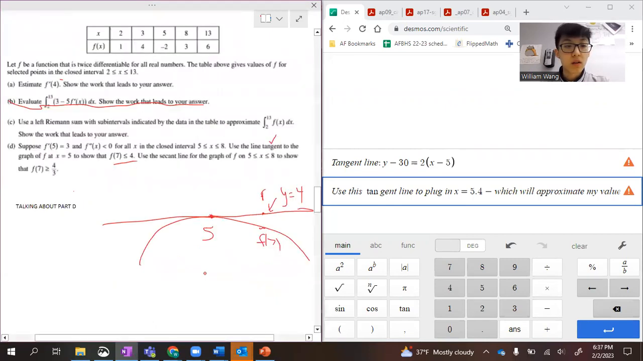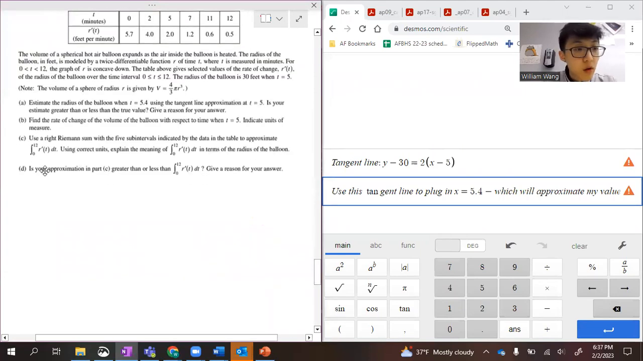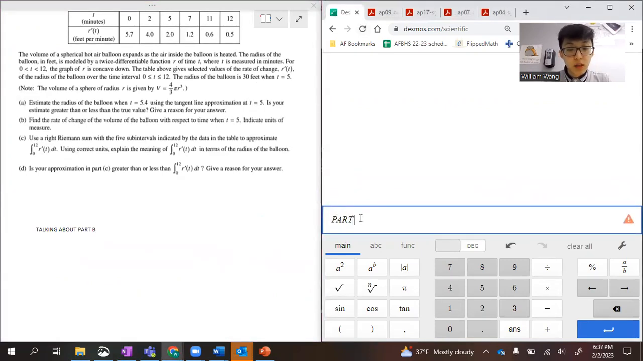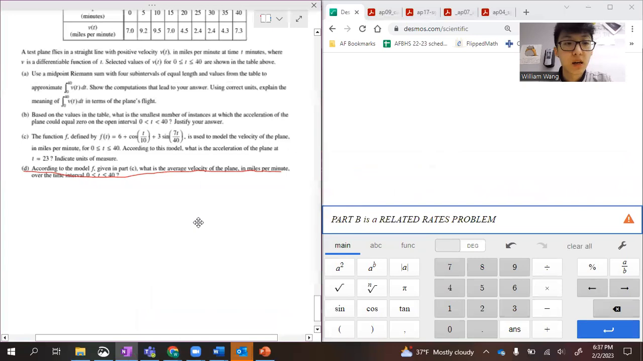All right, next thing that we're going to talk about is part B. Part B, actually, there's not much to talk about. Part B is a related rates problem. All right, that is all I want to say about part B. Y'all learned how to do part B last week, so I think you should be able to take time to figure that out.